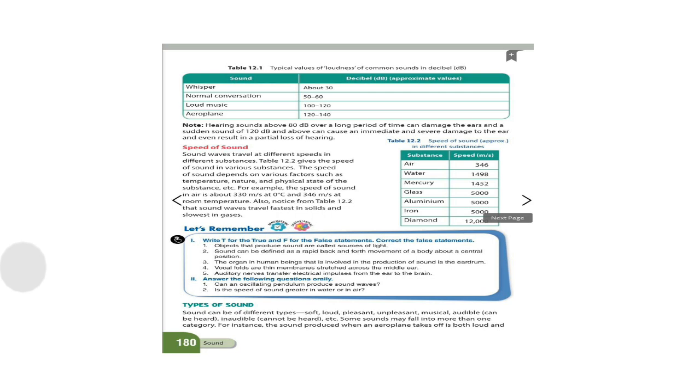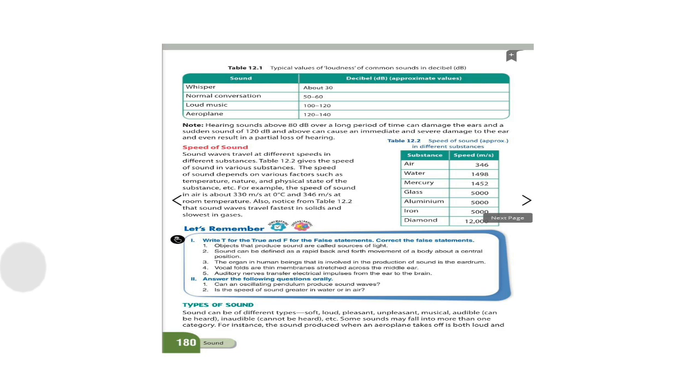Second one, sound can be defined as a rapid back and forth movement of a body about a central position. True or false? Yes, true.